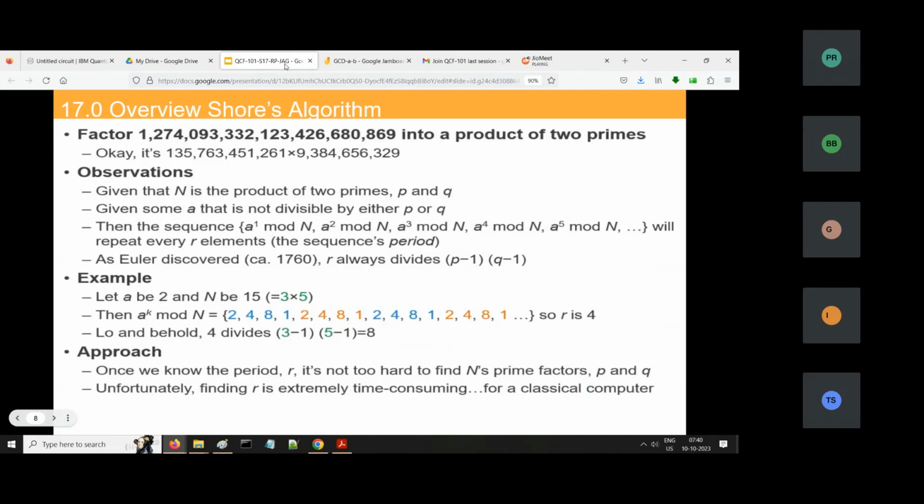So once we know the period r, it's not too hard to find n's prime factors, because p and q, we know that p minus 1, q minus 1, whatever repeat factor is there, r can divide that, and therefore we can determine them, because we know n, we know p minus 1, we know q minus 1, and it is also a multiple of 4, so it is easy to figure out. But determining r is the harder part. The rest can be done classically, but finding r is the most time consuming for a classical computer. Next.